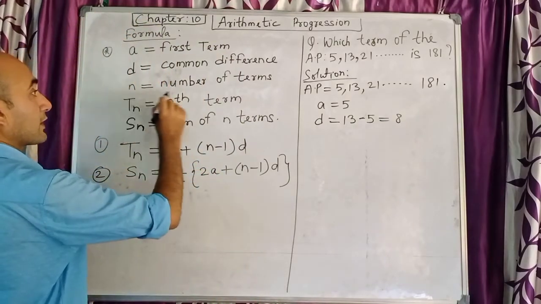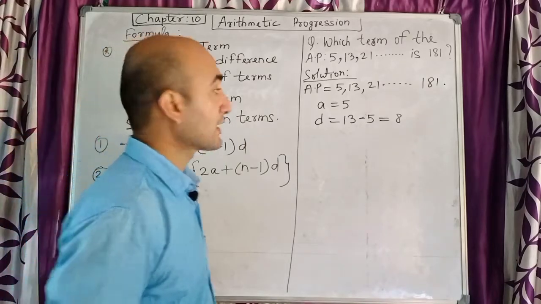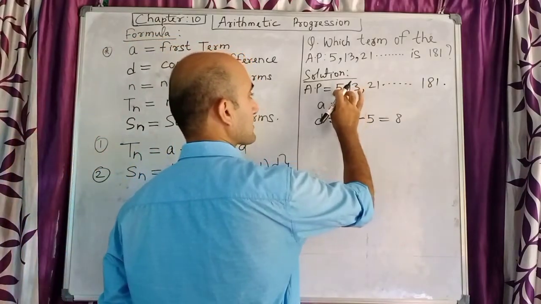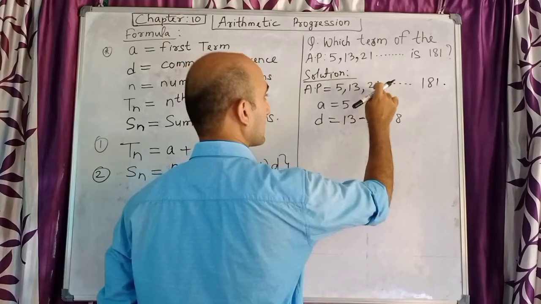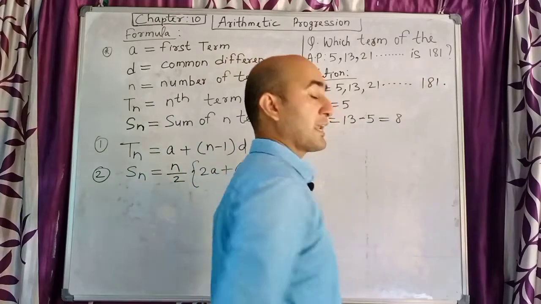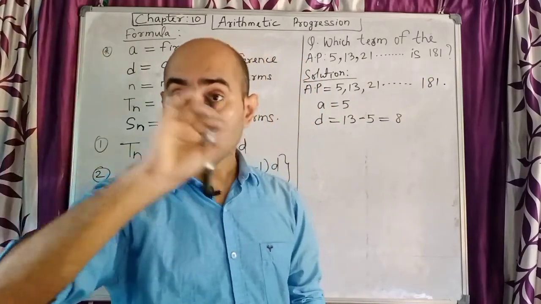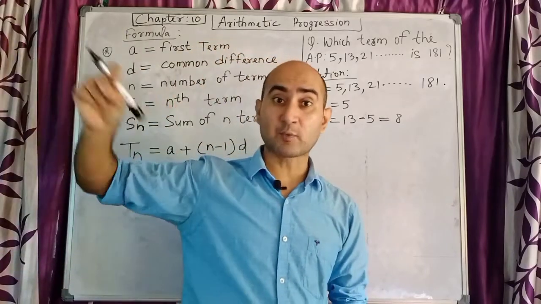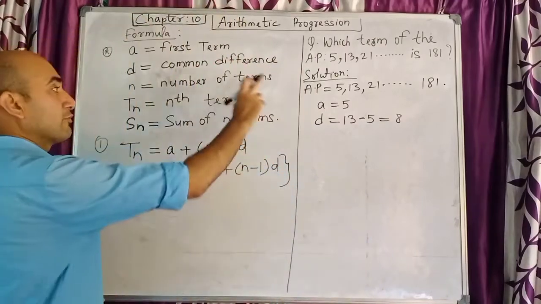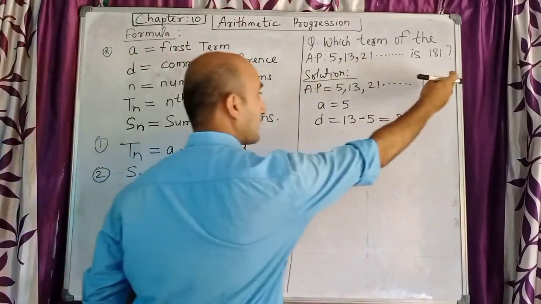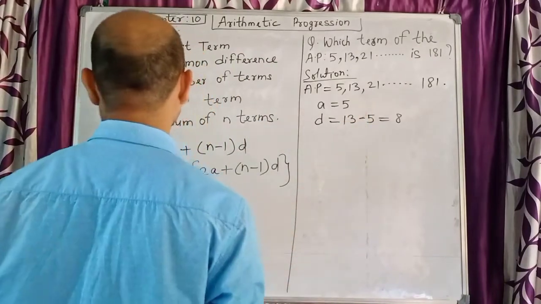Now n means number of terms. Number of terms means you have to count. The first one is 5, that is 1, the second one is 13, that is 2, then 3, and it keeps on going till 181. When we count in serial way, 1, 2, 3, that number is called number of terms. Till 181 it will be how many terms, we don't know. This is a question, but later on I will rectify the matter.